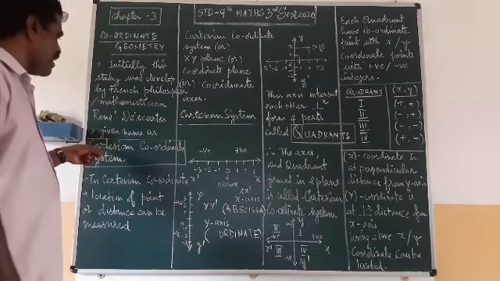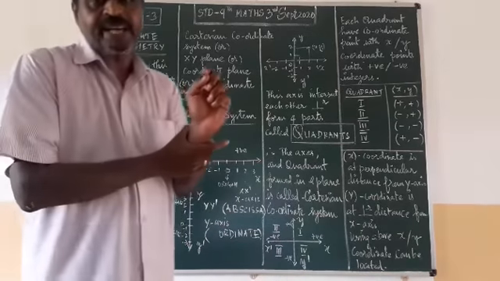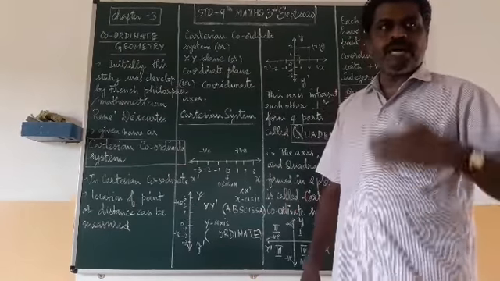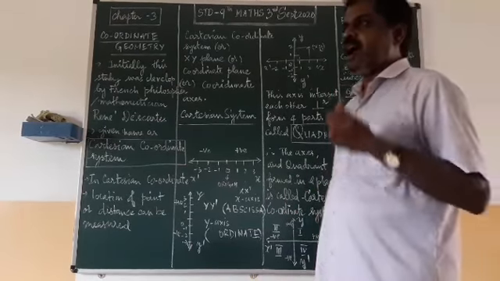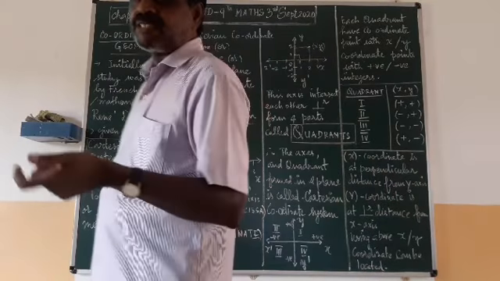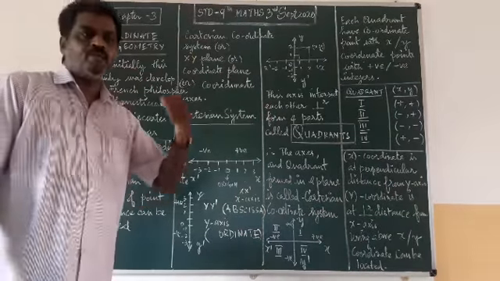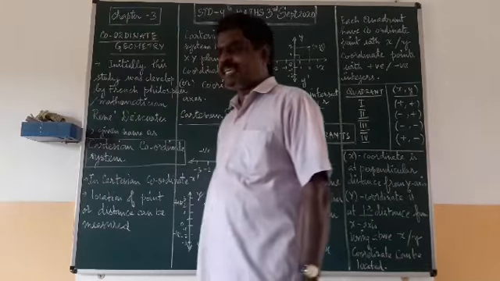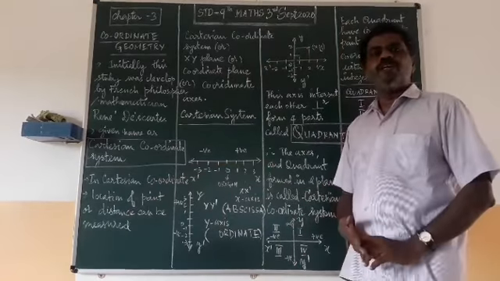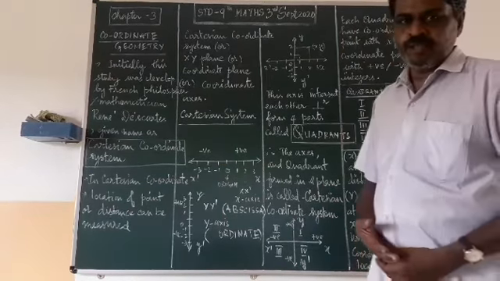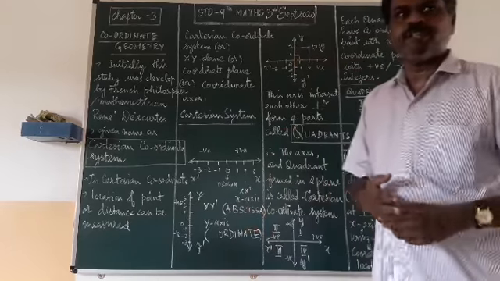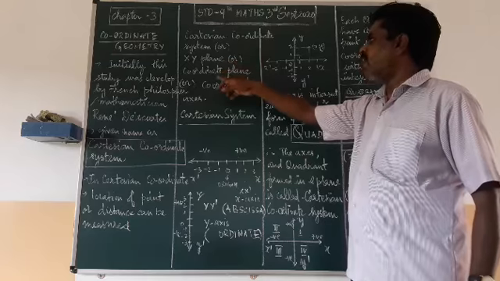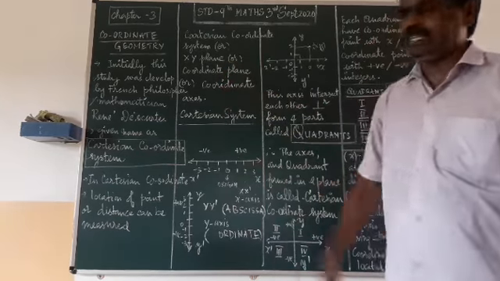So in his name they have given the name for this system. What do you call this? Cartesian coordinate system. In the Cartesian coordinate system, what are you going to study? How to locate a point, how to measure the distance, at what distance the object is located. To measure the location of a point and the distance, this Cartesian coordinate system will be used. It also has other names: the xy plane, the coordinate plane, or coordinate axis.